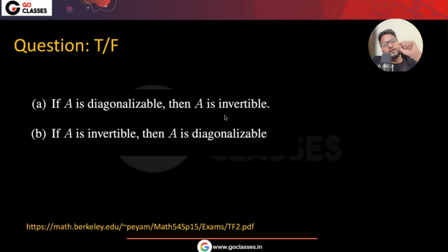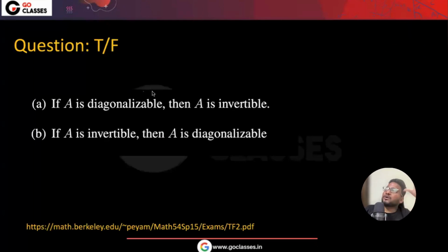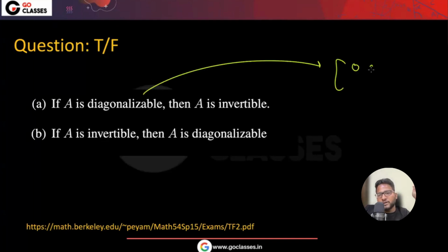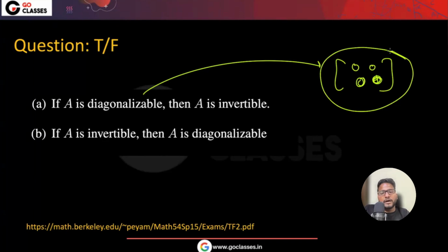If A is diagonalizable, then A is invertible. Diagonalizable means what? Similar to a diagonal matrix. So, is this diagonalizable, by the way? Is this similar to a diagonal matrix? Isn't it similar to itself? Every matrix is similar to itself, right? So this matrix is similar to itself, and this is a diagonal matrix. Definitely, it is a diagonal matrix. So it is diagonalizable, by the way, right?